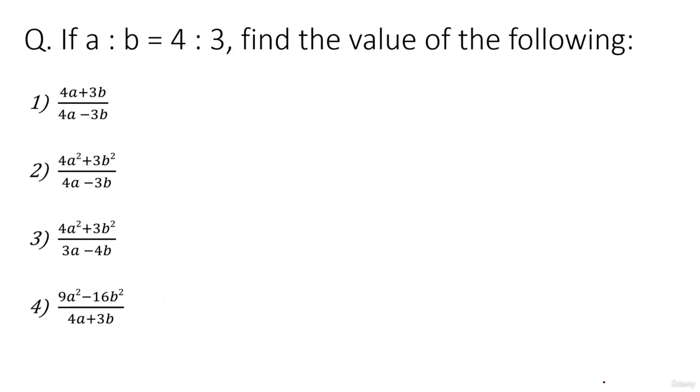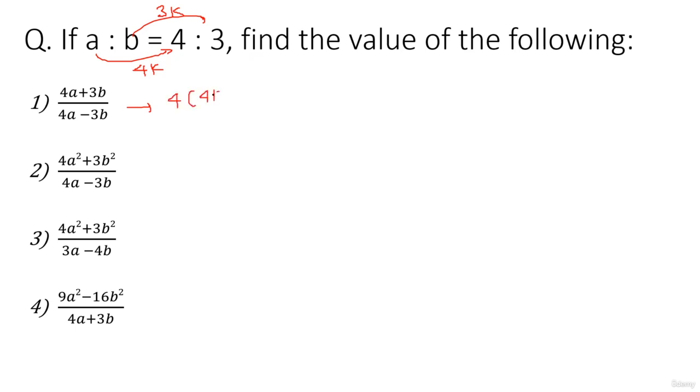Okay, so let's discuss this particular question. It is given that A is to B is 4 is to 3. Now, conventionally, when solving ratio questions, what we do is we assume a common multiple. So let's say the common multiple is K. That means A's value becomes 4K and B's value becomes 3K. Now in these questions, wherever you have A and B, we substitute the values and then we check. So for the first question, we substitute A as 4K, B as 3K.